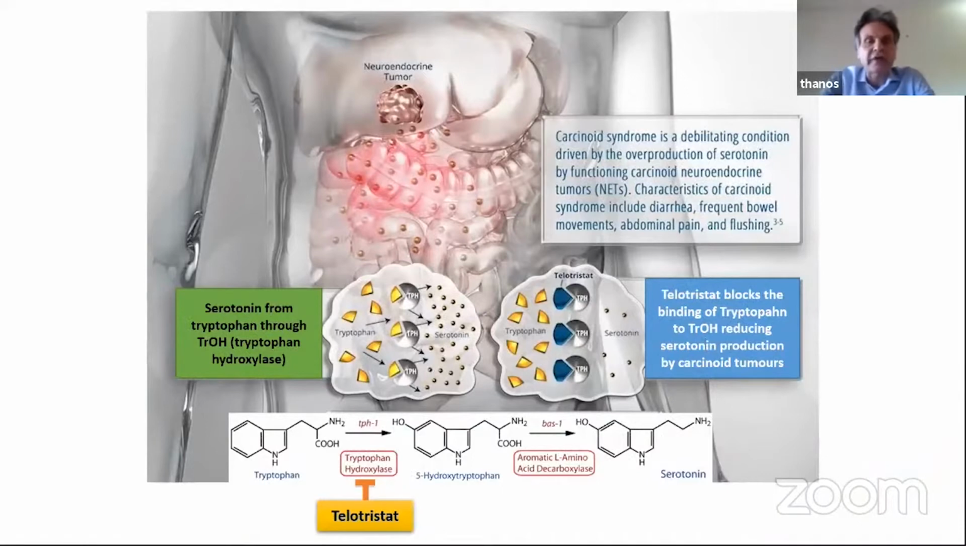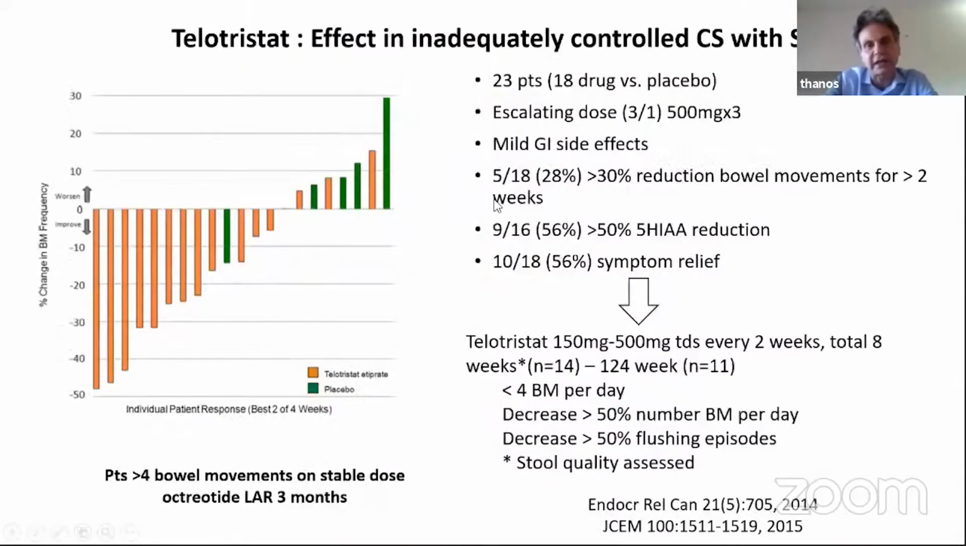Another way of trying to reduce the compound that is responsible for at least the devastating diarrhea is to reduce the synthesis of serotonin by utilizing inhibitors of tryptophan hydroxylase, which is the enzyme that converts tryptophan to serotonin. This has been tried in the past, but these compounds were crossing the blood-brain barrier, and they were causing a lot of side effects. Telotristat is a compound that does not have these side effects, and in an initial phase 2 dose-escalation study in 23 patients who had not controlled diarrhea and flushing, particularly diarrhea, on a conventional dose of octreotide LAR, it showed a response in bowel movements and in the 5-HIAA levels as well.